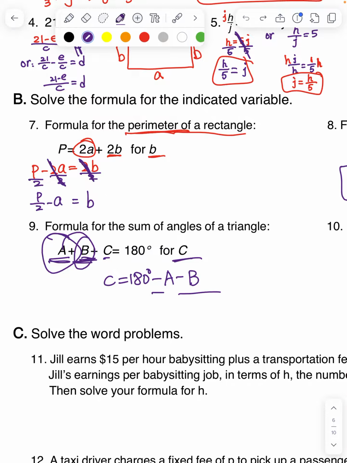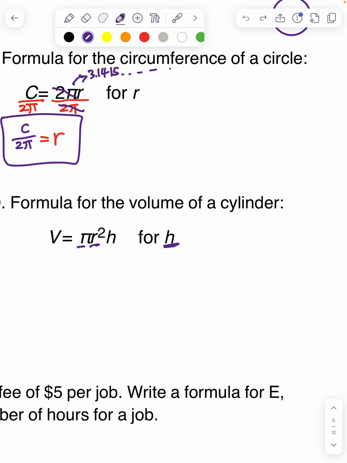Number 10. Volume of a cylinder, solve for H. So V equals pi times r squared times H. Okay. All multiplication. So we are going to divide both sides by pi r squared. Pi r squared and pi r squared cancel out, because they're the same, right? Same thing, cancel out. We only have H left. And on the other side, V over pi r squared. That's it.